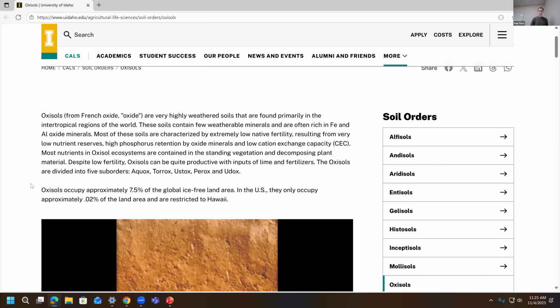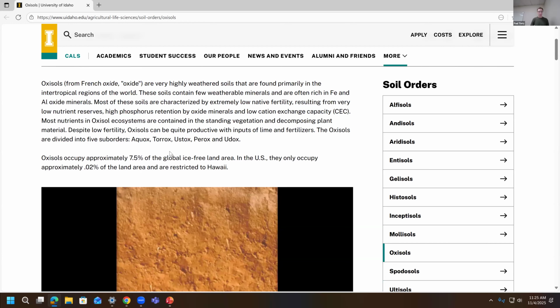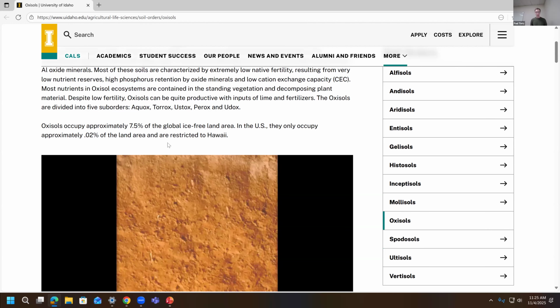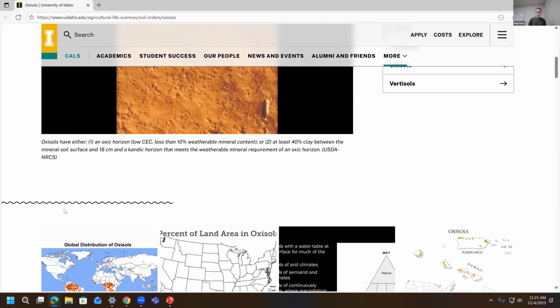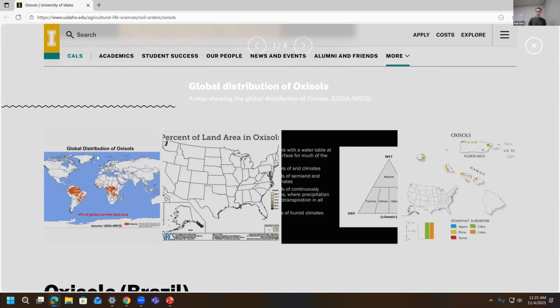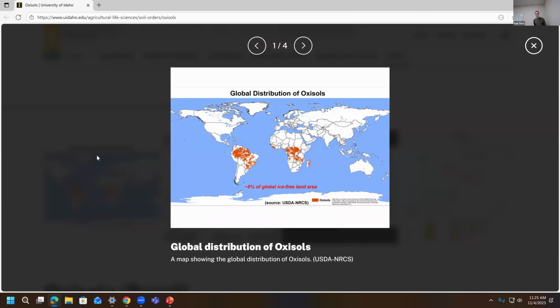We've got 5 suborders. Oxisols cover 7.5% of the global ice-free land area. That's kind of right in the middle of the distribution. For the globe, however, in the US, it's much, much less, and it's really only restricted to the tropical areas. So what this means around the world, it's Brazil, it's the Amazon rainforest, it's Central Africa rainforests.